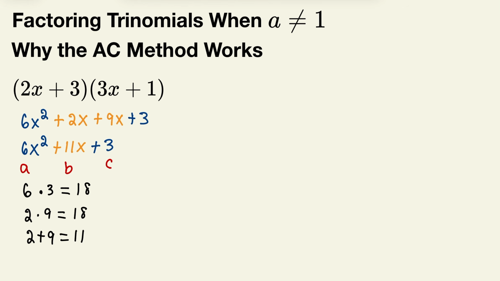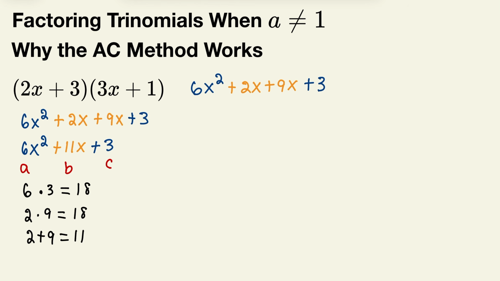So then the second step here is for us to split the middle term. All right, so we have this middle term, 11x. Okay, so we're going to write it as such. Let me go ahead and write that over here to the right. So that is 6x squared plus 2x plus 9x, and that is plus 3. Okay, so we changed the form, not the value, right? Because 2x plus 9x equals 11x.